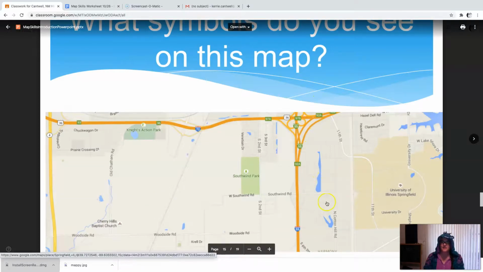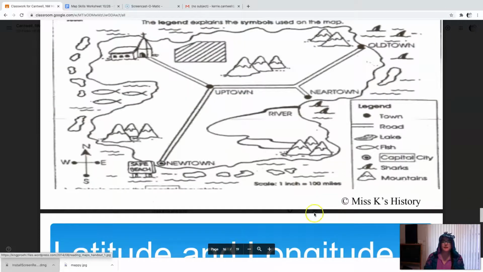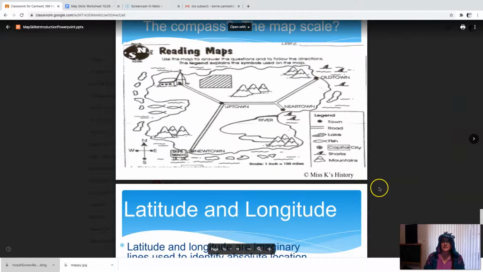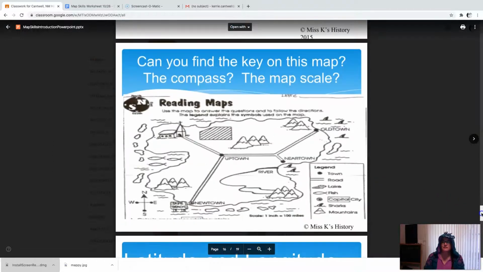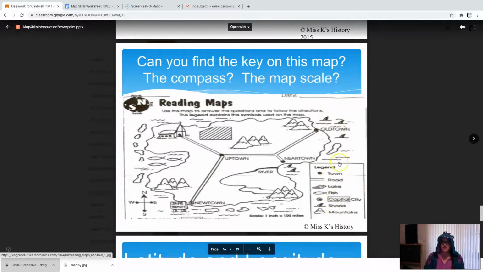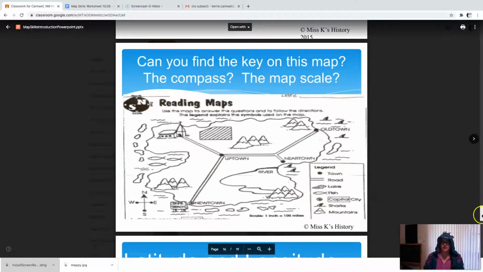Okay, so those are some symbols on a regular map. Can you find the key on this map? Let me zoom out here. The key or the legend is right here. It shows you the symbols of what everything is. We got some sharks in Old Town here. We've got some mountains and the fish. So before you start reading a map, you have to look at the legend. You cannot read a map unless you look at the legend first.